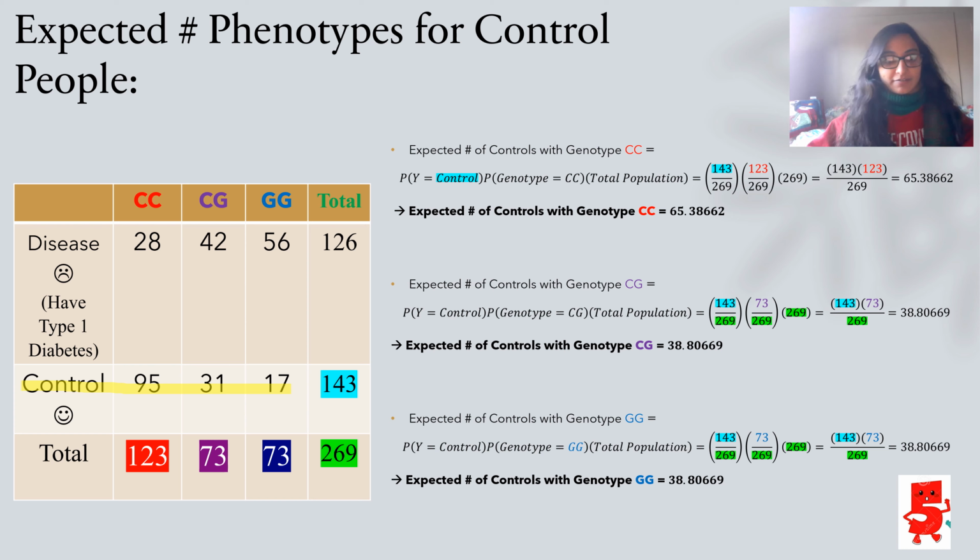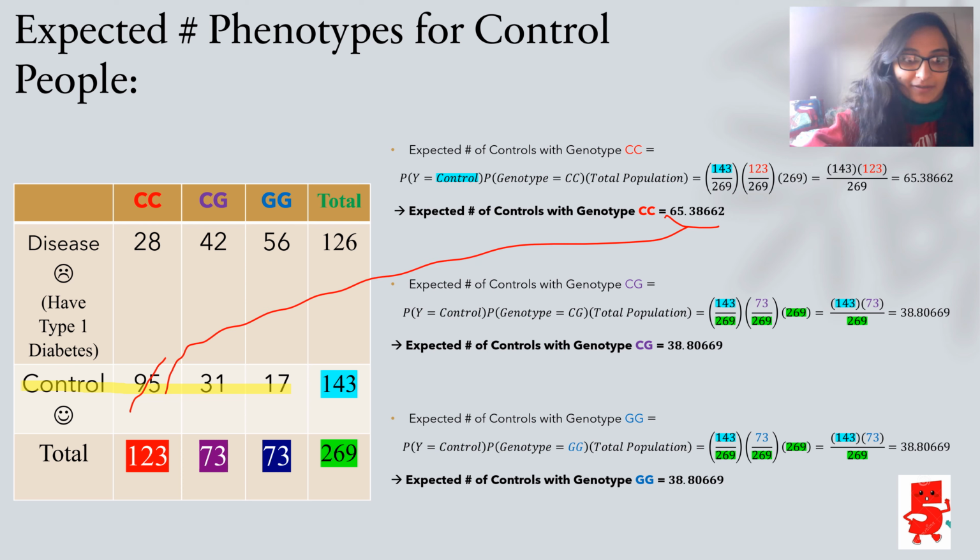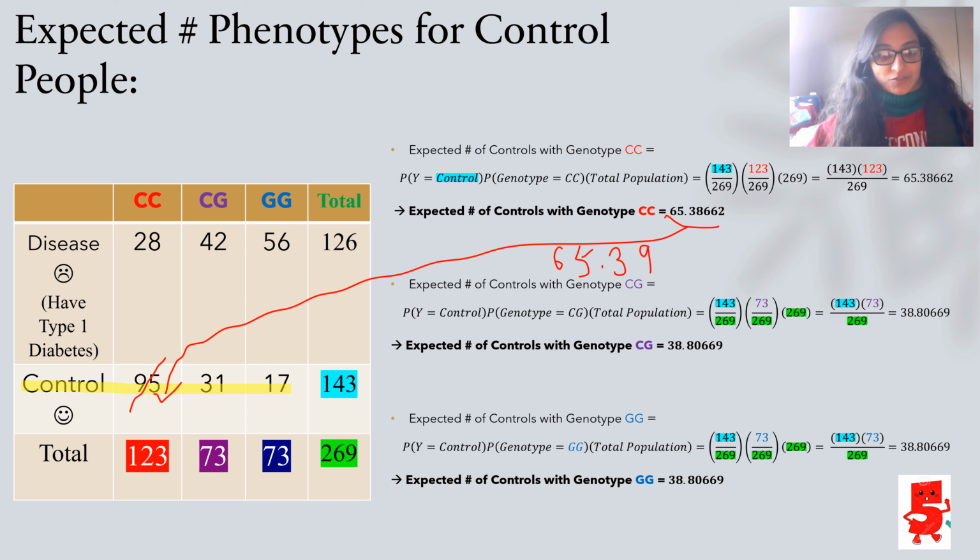So instead of getting 95 individuals based on these results, what we would expect is to have about 65. This value here is what we would technically expect here. So we would expect almost 65.39 individuals to be in this control for CC. So that's what we expect. And similarly, we also do that for CG as well, and we find 143 again out of 269.